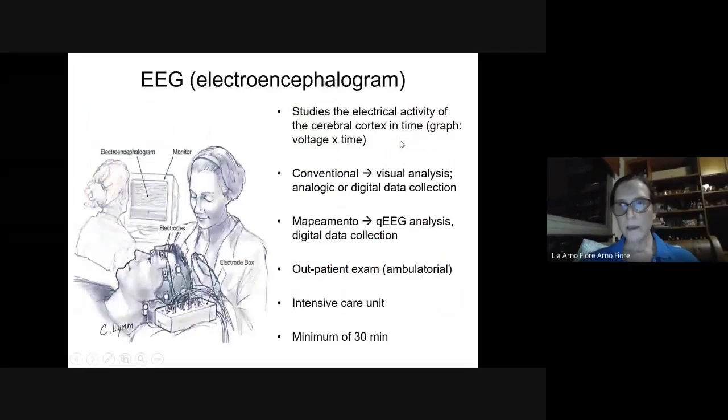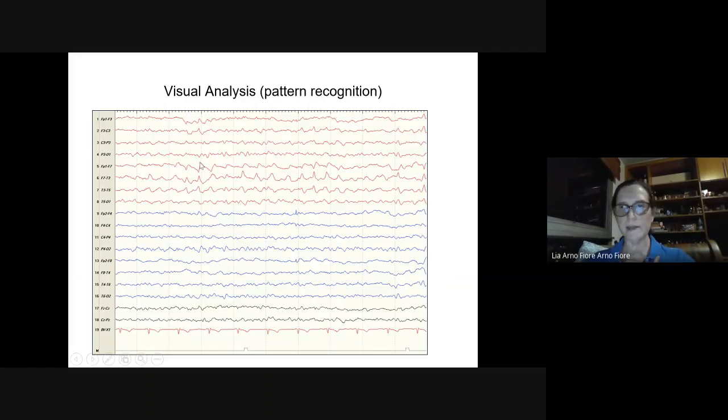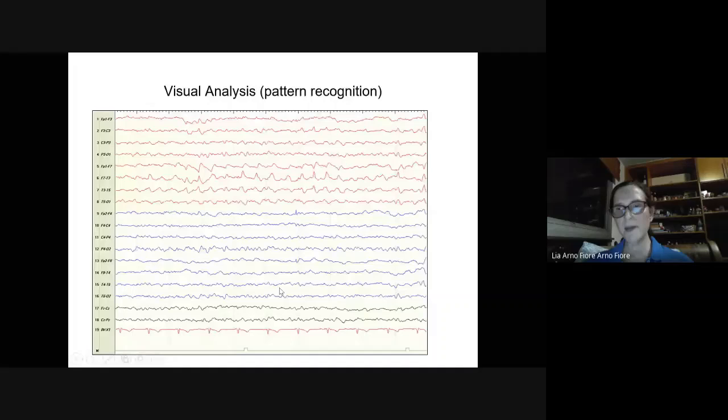Well, so the electroencephalogram by definition, right? It studies the electrical activity of the cerebral cortex in time. So it's a graph, voltage, right? Electrical activity versus time. It can be conventional, which is a visual analysis, right? Which is this. This is a visual analysis. It's a pattern recognition. So to make things easier, I put left side as red and right side as blue.